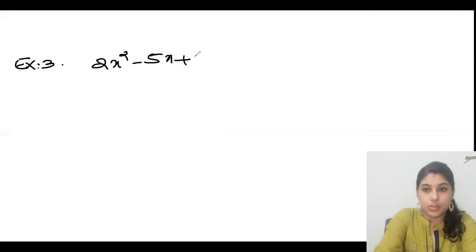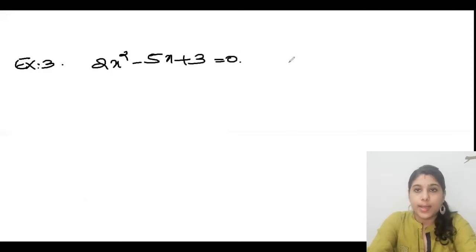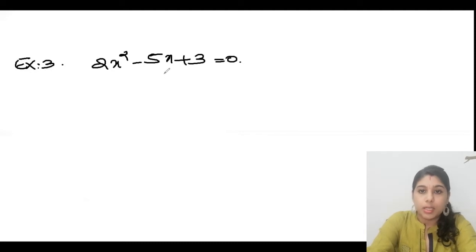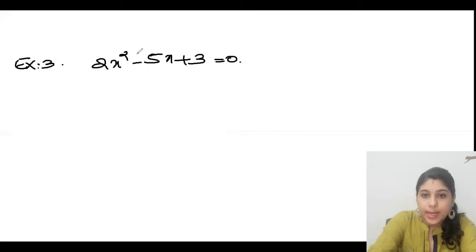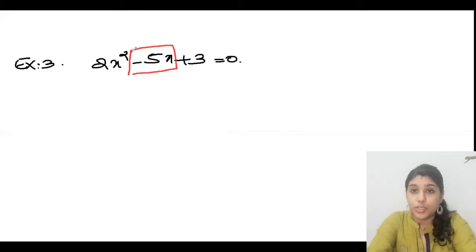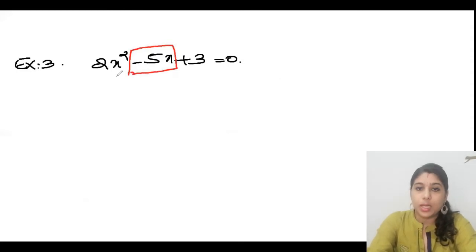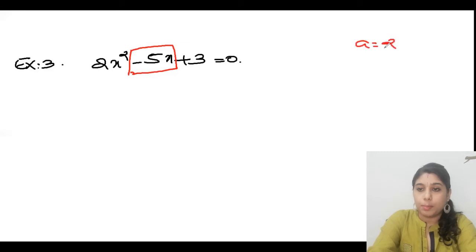In example 3, find the roots of the equation 2x square minus 5x plus 3 is equal to 0 by factorization. As we are implementing here the splitting the middle term, every time you have to imagine this. So you have to split this negative 5x into two parts, but we don't know which number is applicable. So for that we will consider the coefficient of this x square. That means a is equal to 2, b is equal to minus 5 and c is equal to 3. We will consider here only a is equal to 2 and c is equal to 3.